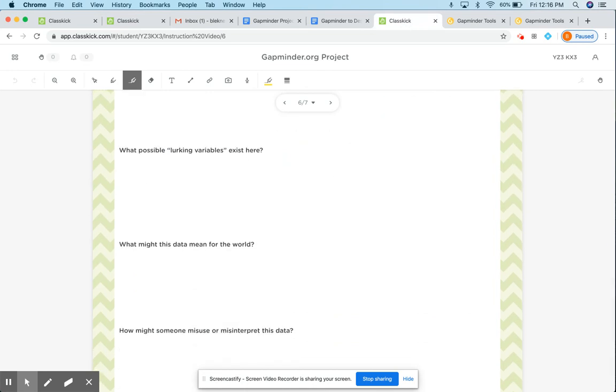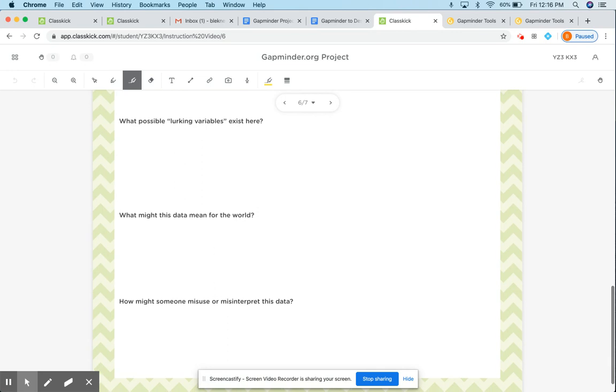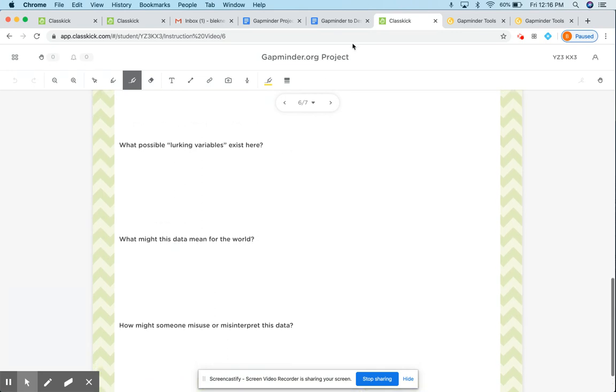You're looking for possible lurking variables from our last lesson. You're wondering what this data might mean for the world, and how might someone misuse or misinterpret this data? Because all the time we have politicians and people all over the place, teachers even, nice people like us, using data to make claims. So what true claims could they make, and what false claims could they make? I'm really interested to see what you write here. If you want examples of that, check out my example video.